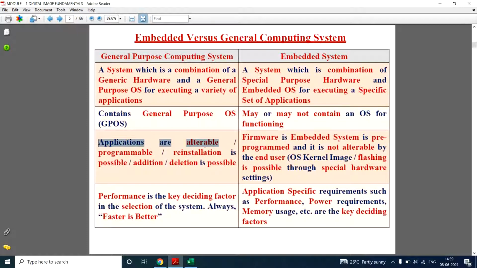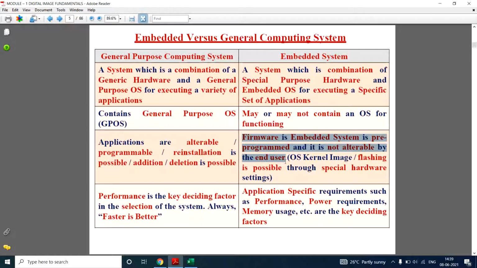Applications are alterable, programmable, reinstallable, and it is possible to delete any programs. In general purpose computing systems, some applications can be programmed, some software can be reinstalled, and we can delete some of the programs from the system. Whereas in an embedded system, the firmware is pre-programmed and it is not alterable by the end user.